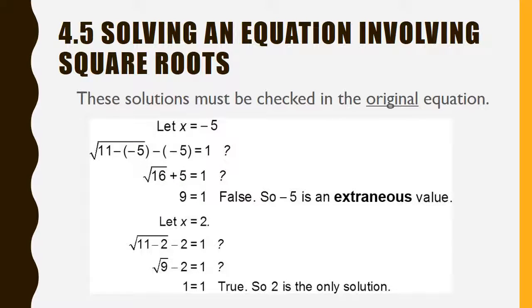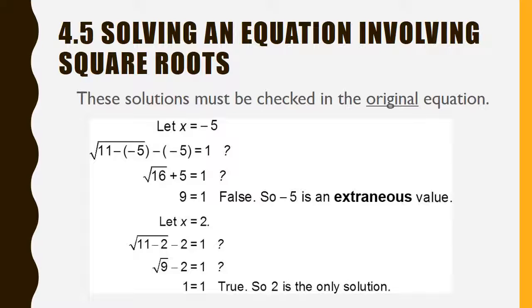Now, as we said before, you need to check both of these in the original equation. If we put in -5, we get the square root of 16 plus 5 equals 1. Well, the square root of 16 is 4, and 4 plus 5 is not 1. So, -5 doesn't actually work in the original equation.